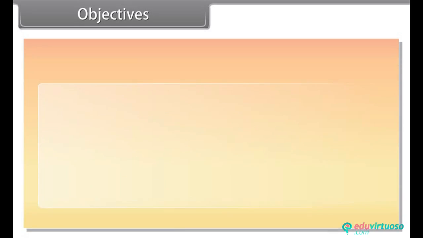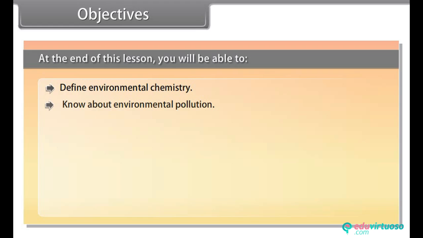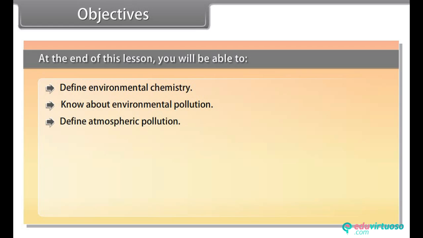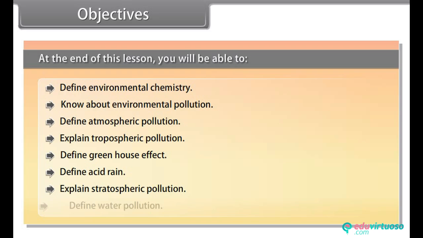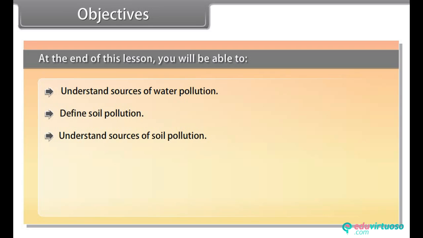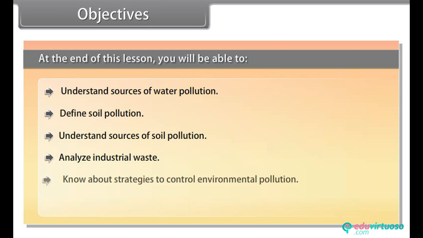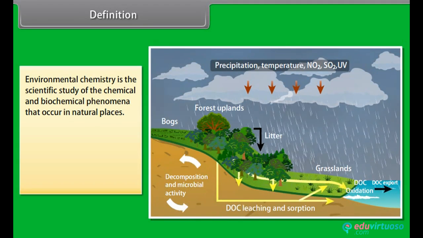Objectives. At the end of this lesson, you will be able to define environmental chemistry, know about environmental pollution, define atmospheric pollution, explain tropospheric pollution, define greenhouse effect, define acid rain, explain stratospheric pollution, define water pollution, understand sources of water pollution, define soil pollution, understand sources of soil pollution, analyze industrial waste, know about strategies to control environmental pollution, define green chemistry.